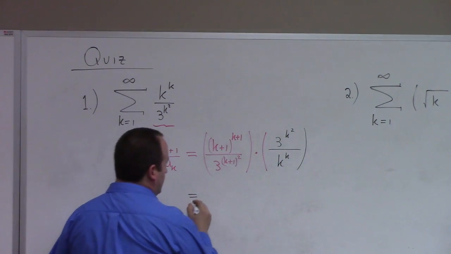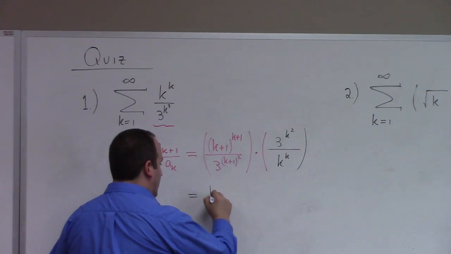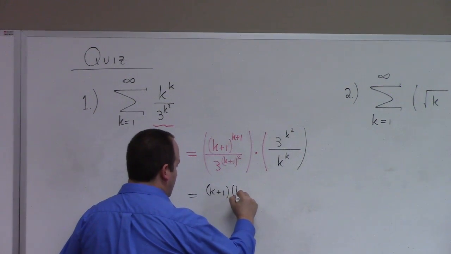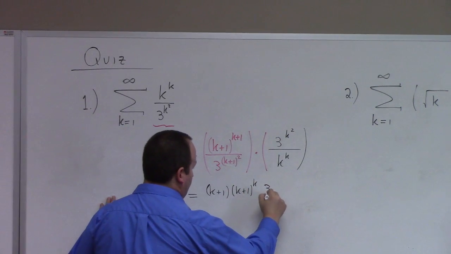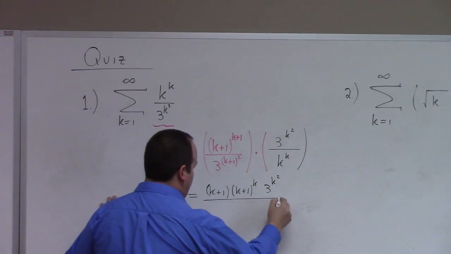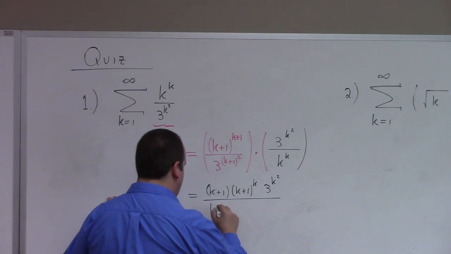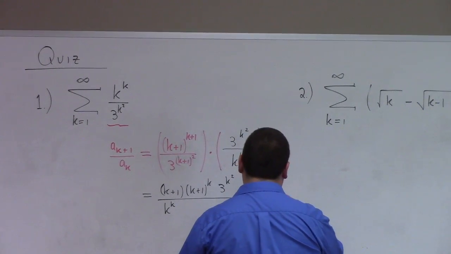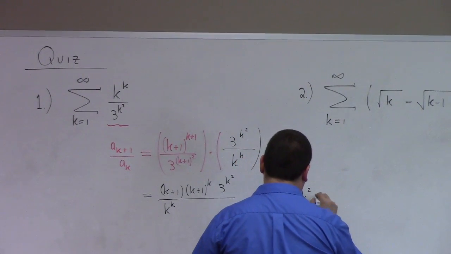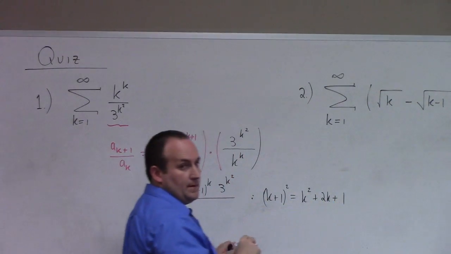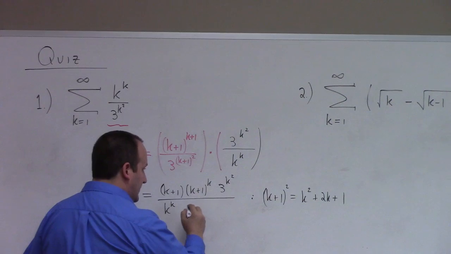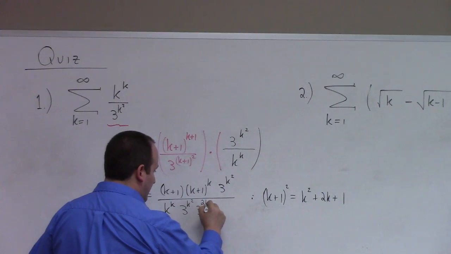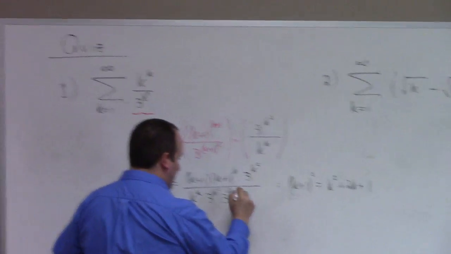All right, so we've got to do some algebra. So this is k plus 1 times k plus 1 to the k. We got our 3 to the k squared up here, divided by, of course, k to the k. I'll put that first. I'm going to do a little side work here. So notice that k plus 1 quantity squared is what? K squared plus 2k plus 1, right? So this 3 to the k plus 1 squared can be rewritten as 3 to the k squared times 3 to the 2k plus 1. Like that.